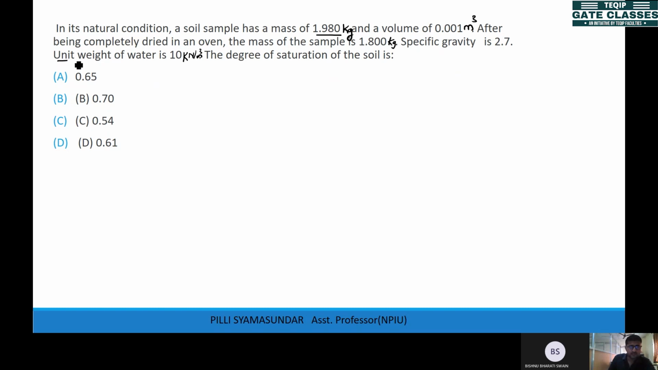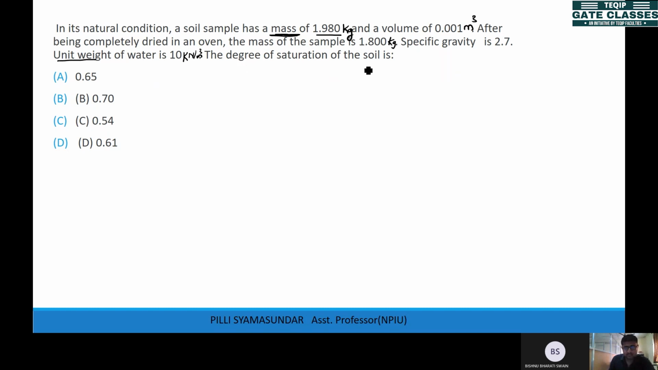Unit weight is given, but here the mass is given. Unit weight and mass are not related, so don't confuse them. Mass is related to density, so you have to convert this unit weight into density. Okay, we'll see that again.